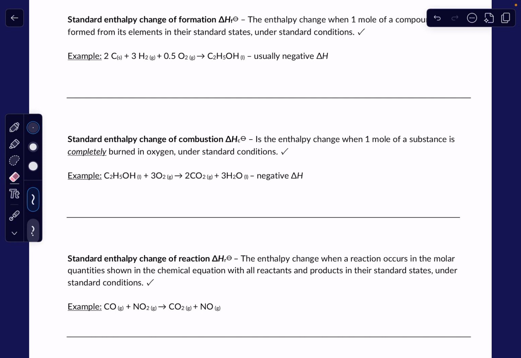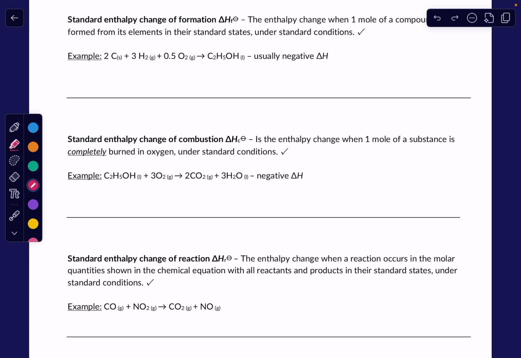Standard enthalpy of combustion. So for combustion, we're burning a substance, and the definition that you need to know for this, and this is important, is the enthalpy change when 1 mole of a substance is completely burned in oxygen under standard conditions. So it's how much energy is released when I burn something completely. And when we say completely, we mean a plentiful supply of oxygen. If we don't have enough oxygen, that's going to be incomplete combustion. That's slightly different. And we'll look at that later on.